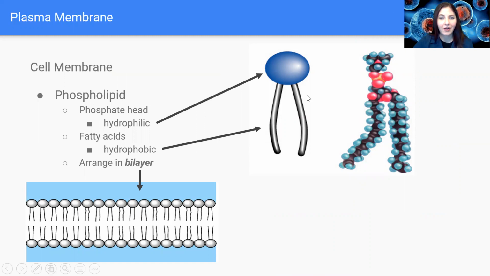So we have our phosphate head. This is hydrophilic or water-loving, and it is also polar, meaning that it has a charge. And it's also composed of these fatty acid tails. Now the tails are hydrophobic or water-fearing, and they are non-polar and lack a charge. And they're arranged in this little lipid bilayer with our phosphate heads on the internal as well as the external surface of the cell, and our lipid tails, which are going to be internal.